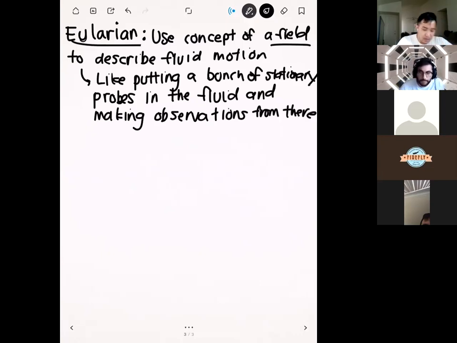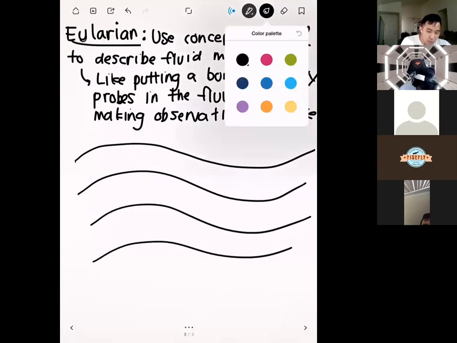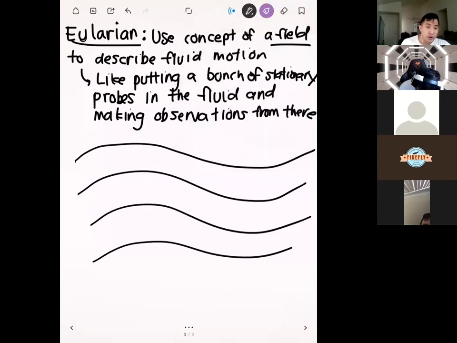Let's draw the same situation. Let's say that we have a fluid that's flowing into a space like this. With the Lagrangian description, you would follow each of the individual particles. Instead, for the Eulerian description, we want to observe this fluid flow, but instead of tracking the individual particles, we're just going to put a bunch of little probes into the flow like this.